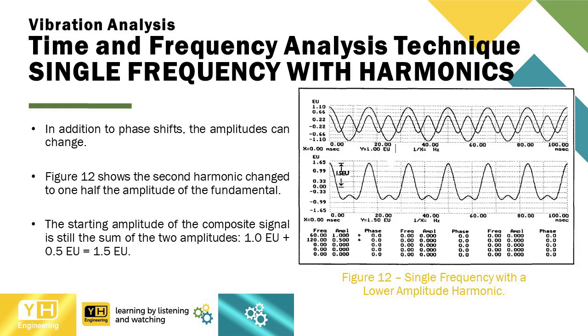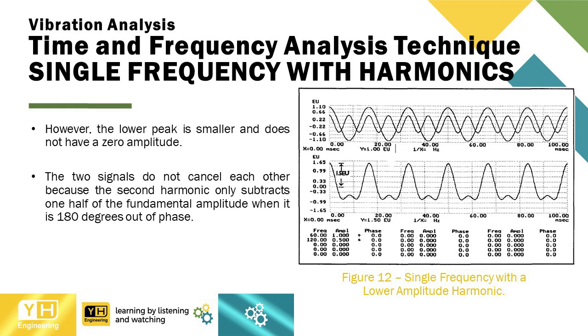In addition to phase shifts, the amplitudes can change. Figure 12 shows the second harmonic changed to 1/2 the amplitude of the fundamental. The starting amplitude of the composite signal is still the sum of the two amplitudes, 1.0 engineering units plus 0.5 engineering units equals 1.5 engineering units. However, the lower peak is smaller and does not have a zero amplitude. The two signals do not cancel each other because the second harmonic only subtracts 1/2 of the fundamental amplitude when it is 180 degrees out of phase.